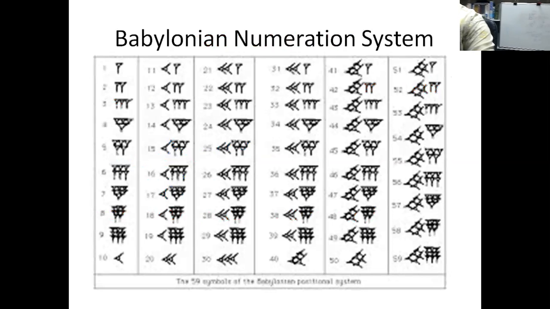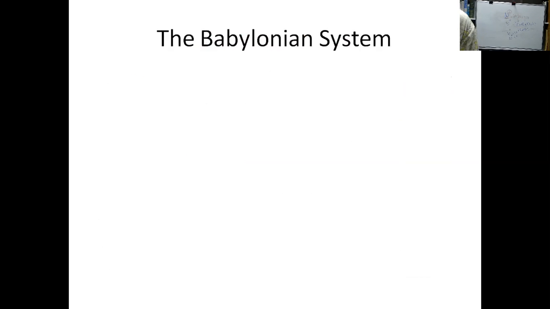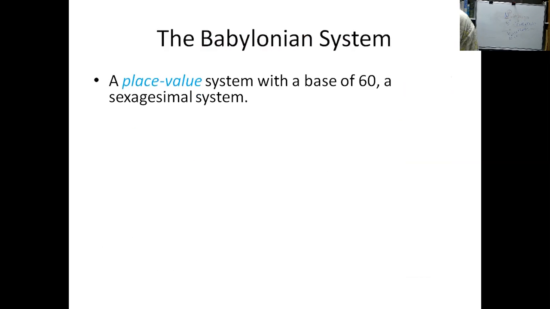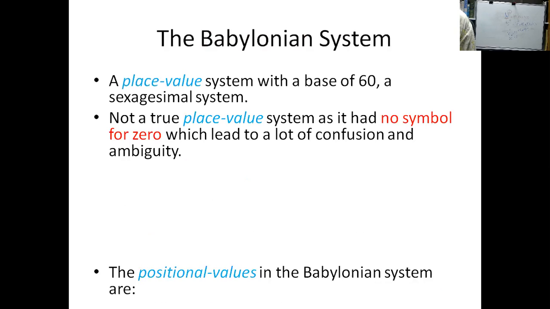All right. Let's keep moving. Babylonian numeration. Just think of trying to make calculation using these kind of symbols. That's why these numeral systems went out of existence. Babylonian system, the oldest known numeration system, but it was out of date. It was base 60. That's what it's called, sexagesimal system, base 60. Not a true place value system because you had no symbol for 0, which leads to lots of confusion and ambiguity. And that's one of the reasons that this kind of system and the ones like it went out of existence.